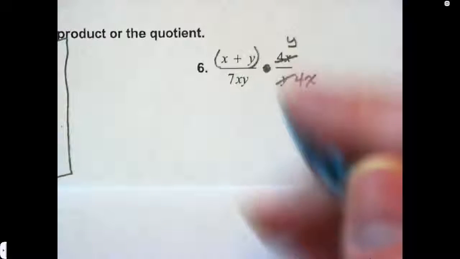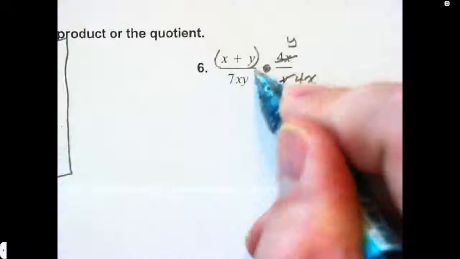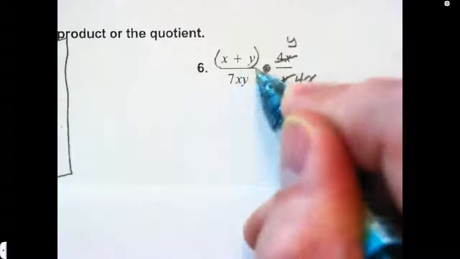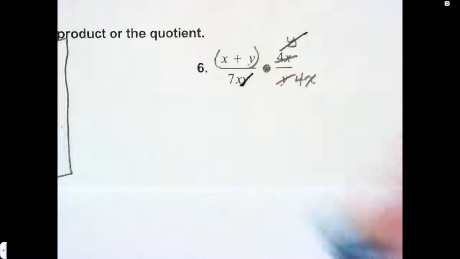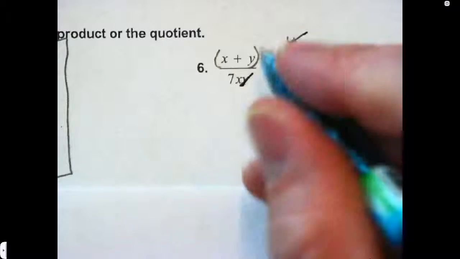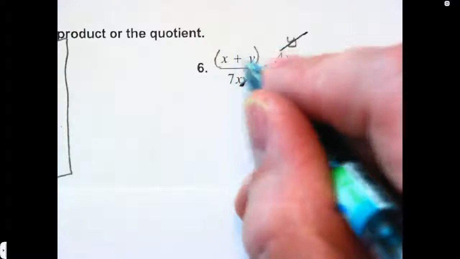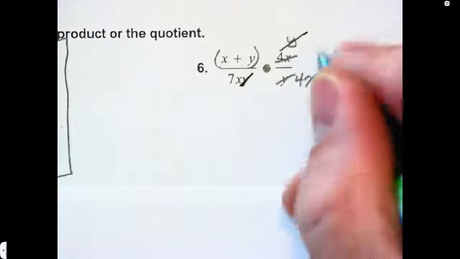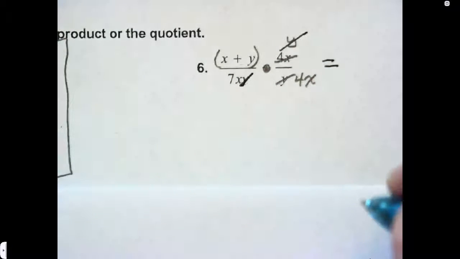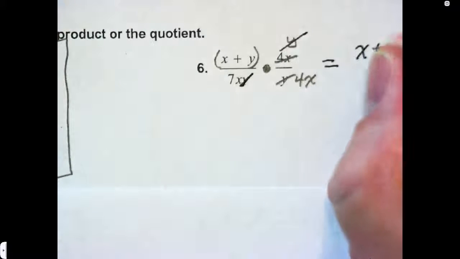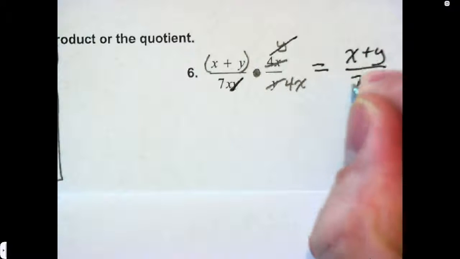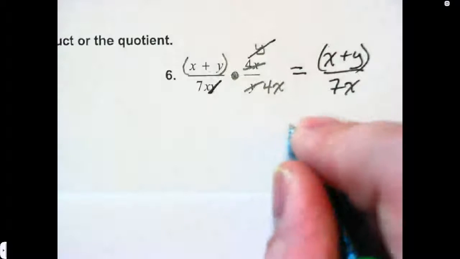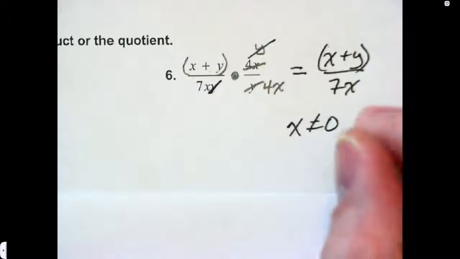Okay. So, go ahead. You cannot, because this is together up here. You could reduce these y's. You could. But because there's that plus, you can't reduce. Correct. So, we're left with x plus y on top over 7x on bottom. Remember, you can't reduce because those are coupled together. They go together. X cannot equal 0. What else?